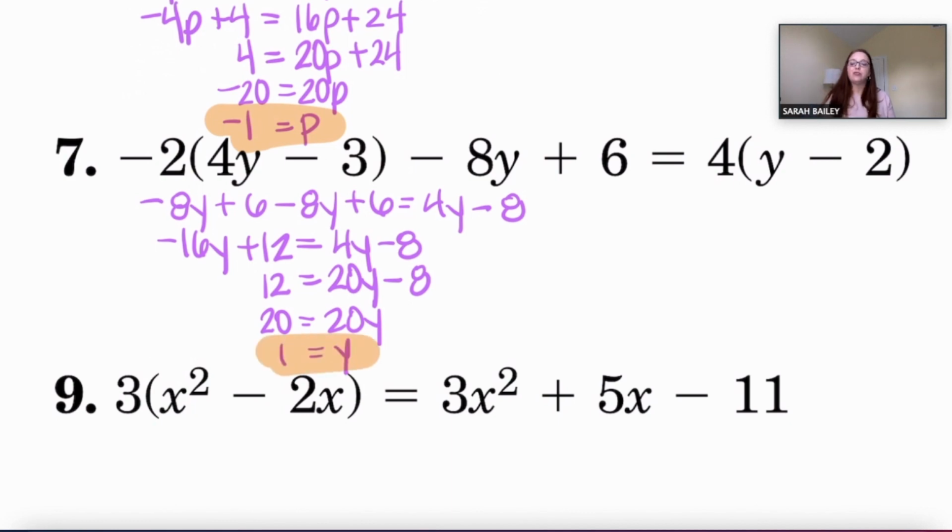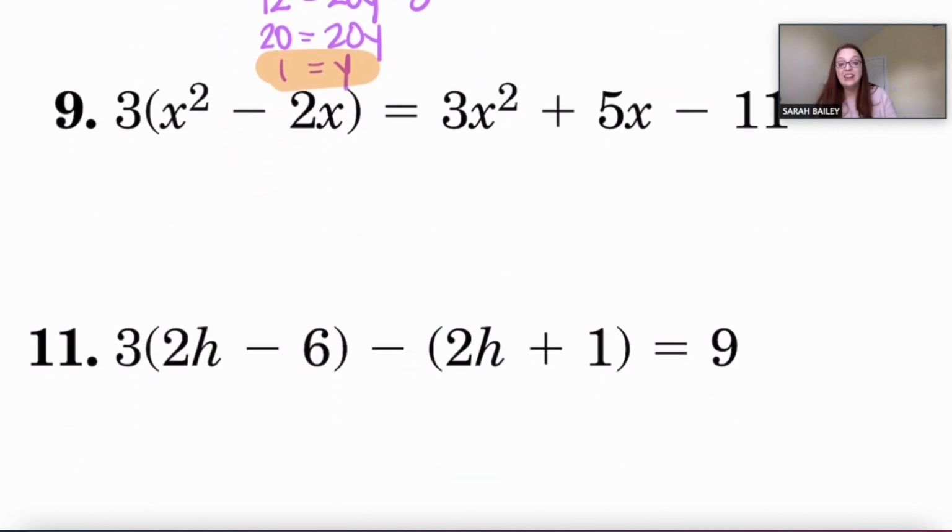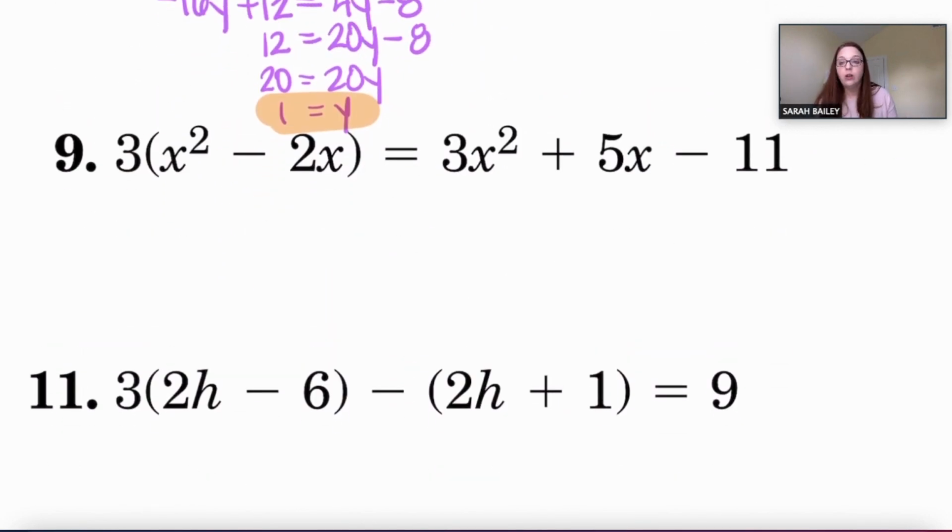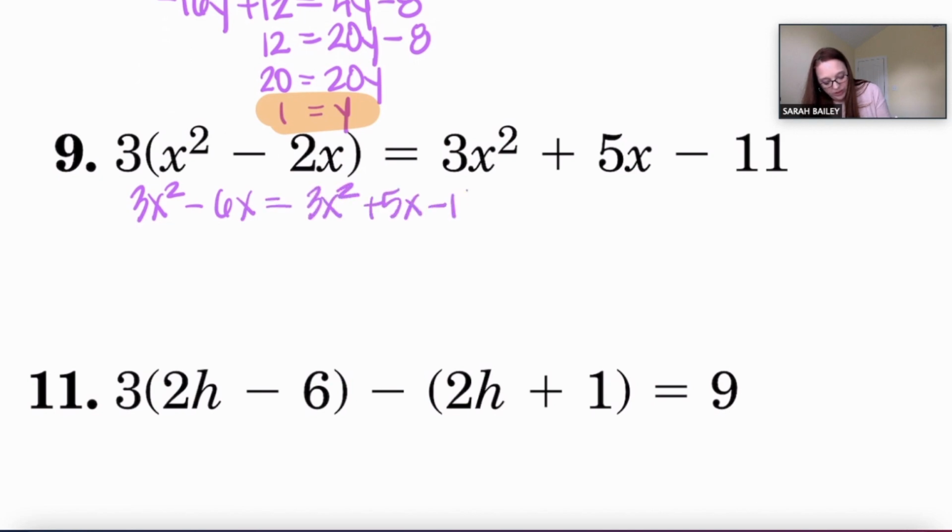I said I was going to do one more, number 7, but I'm actually going to do number 9 also with you. And then I'm going to let you do some on your own. So you're going to distribute the 3 first. So that becomes 3x squared minus 6x equals 3x squared plus 5x minus 11.